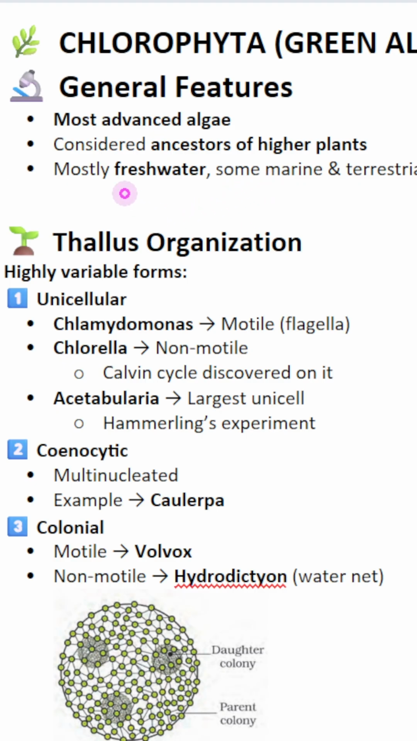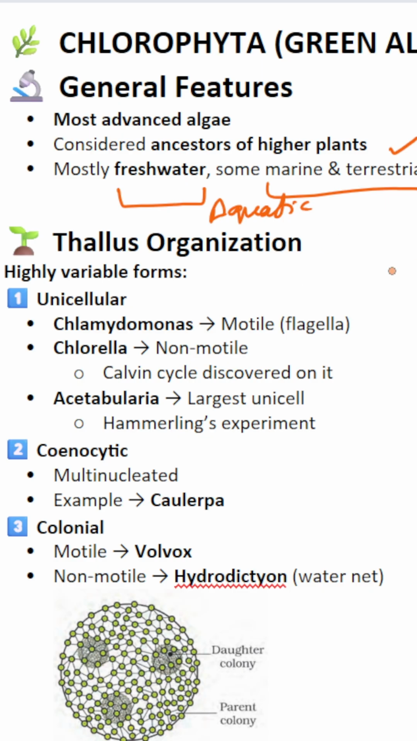The habitat is mostly freshwater. Some of them are marine and terrestrial in nature. Those that are marine and terrestrial, these are the habitats. So freshwater and marine means the algae are found both in terrestrial habitats and also aquatic ones. They are also aquatic.